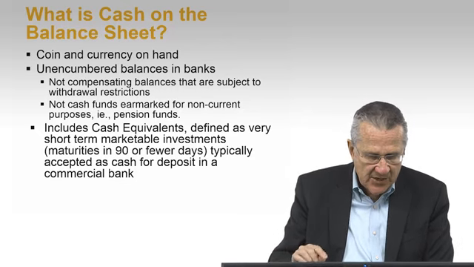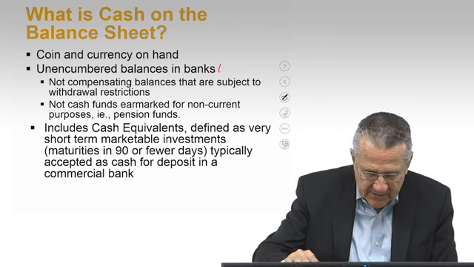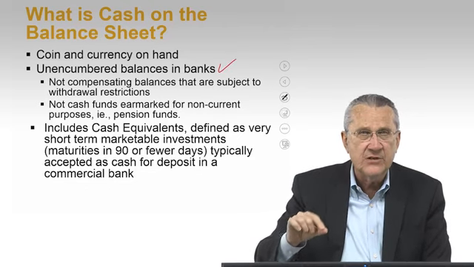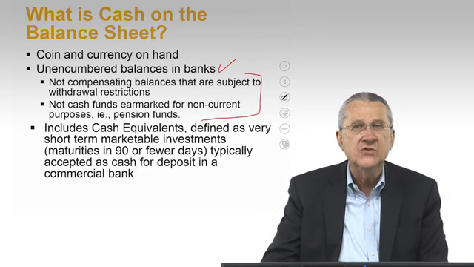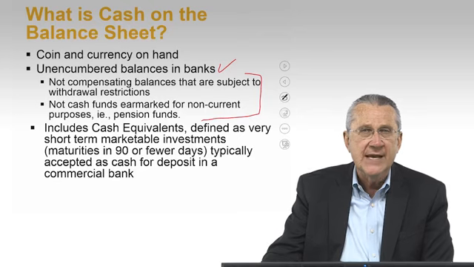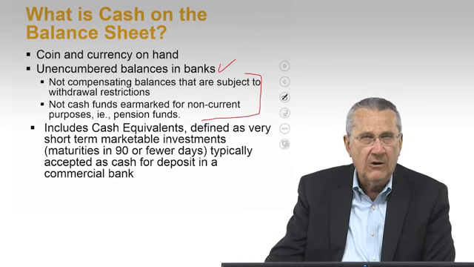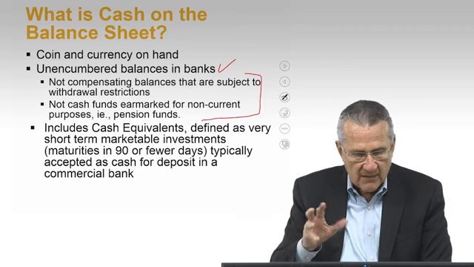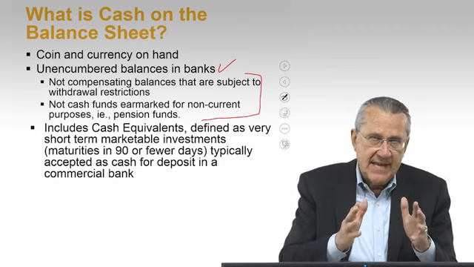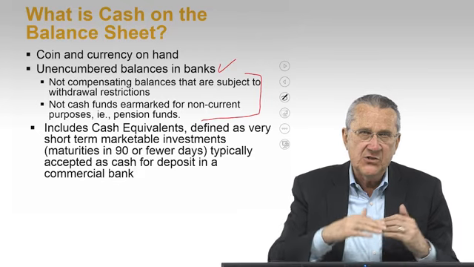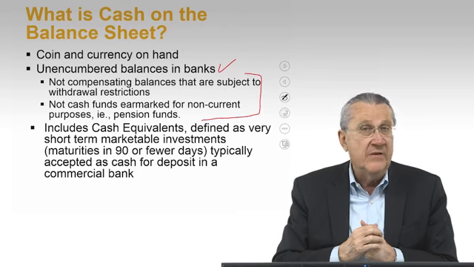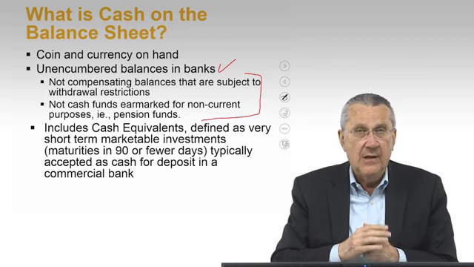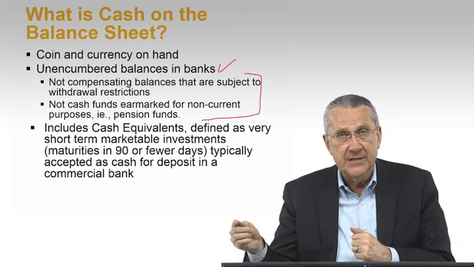So the message here is that balances in banks are generally treated as cash, but not if they're subject to some material restriction in being used to meet current liabilities. Now, this is a critical idea. The current asset section of the balance sheet lists those liquid resources that we would presume will be available over the course of the year to meet our current liabilities.